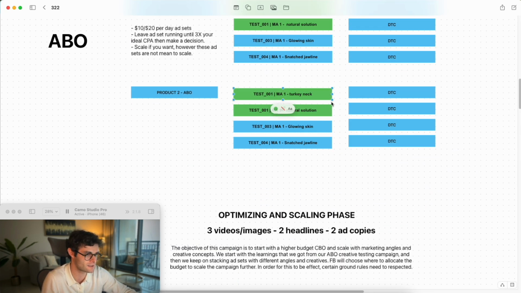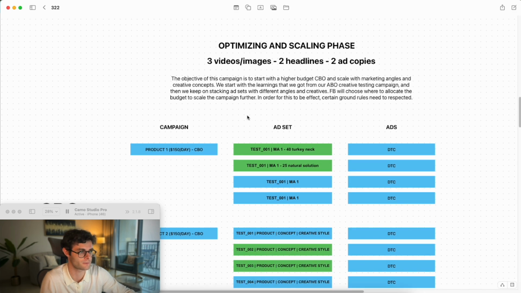So each ad set, no matter whether it's an ABO or a CBO, is going to have to be, in our opinion, a marketing angle combined with a creative concept. I'll give you an example. Marketing angle is turkey neck, so we're providing a solution for people that have turkey neck, so for older people. And a creative concept can be, turkey neck, and the ads are going to be all about before and after concepts.